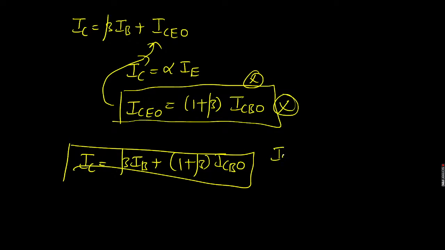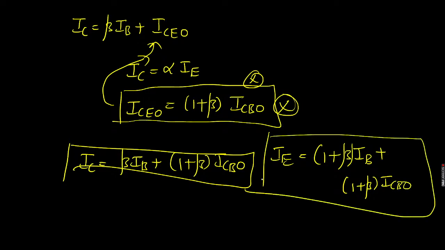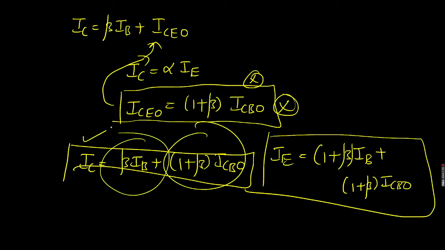Similarly, emitter current is simply defined as 1 plus alpha times base current. You all know this one. When I replace it in terms of beta, it becomes 1 plus beta times base current plus 1 plus beta times the collector to base leakage current ICBO. That is how we define emitter current. This expression won't change, but this one is in terms of beta for collector current, and this is for emitter current.